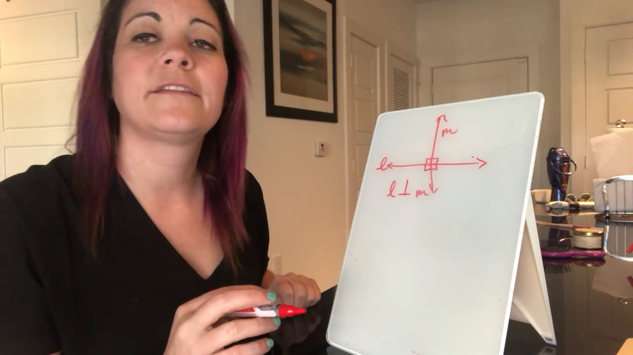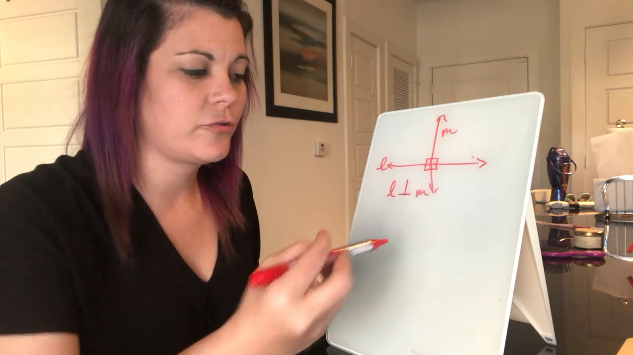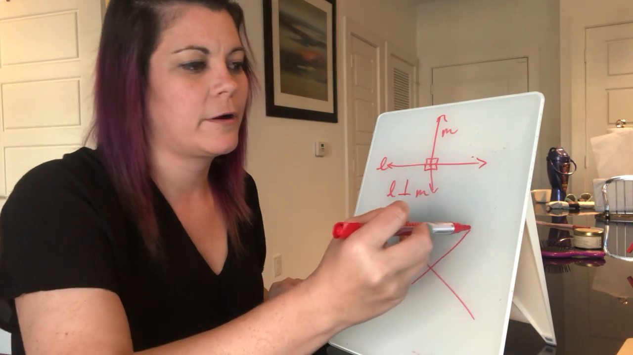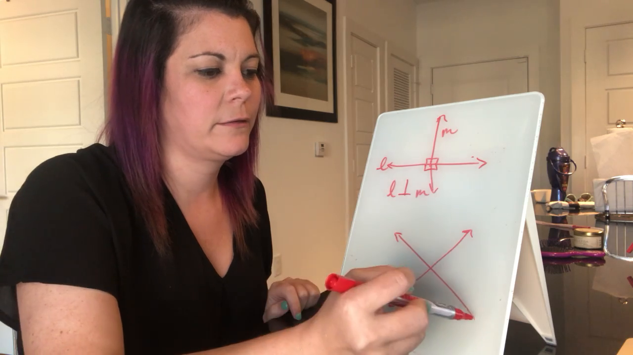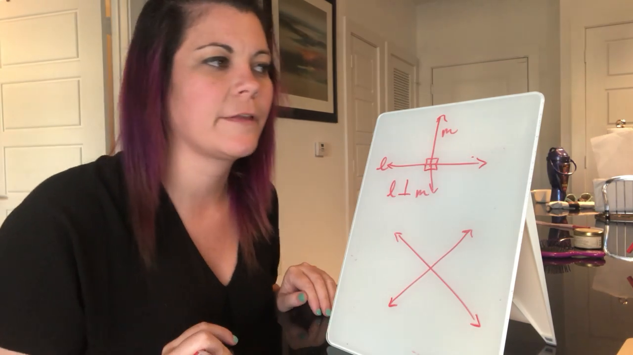Oblique lines are lines that intersect but do not form a right angle. So these are oblique lines. And to say they're a line, we put arrows on the ends.